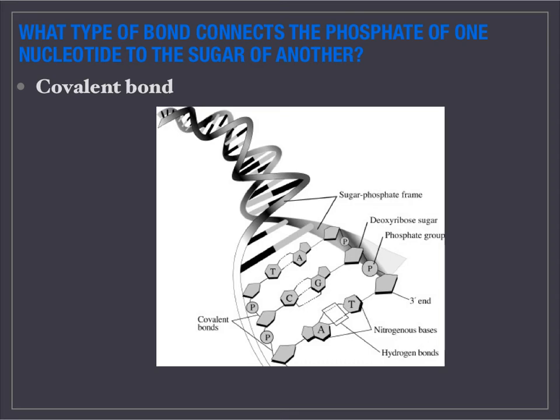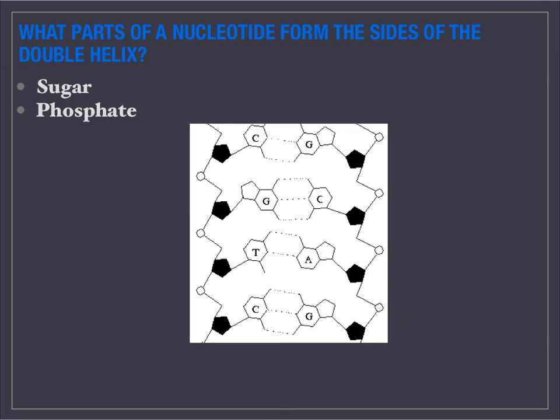The type of bond that connects the phosphate of one nucleotide to the sugar of another is a covalent bond. So the phosphate from this one to the sugar of this one will be held together by a covalent bond. Same thing here. Covalent bonds, remember, are the sharing of electrons. The parts of the nucleotide that form the sides of the double helix, the outside support part of the ladder, are the sugar and phosphate, called the sugar-phosphate backbone. So that would be all this part here: sugar, phosphate, sugar, phosphate, sugar, phosphate, sugar, phosphate. Remember, the nitrogen-containing bases are covalently bonded to the sugar, so those would be that way. And this is what makes up the sides of the double helix.